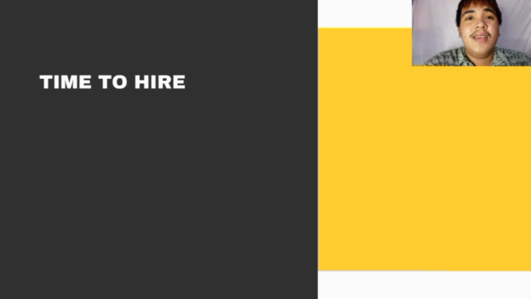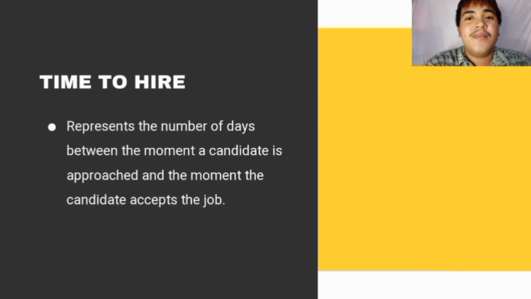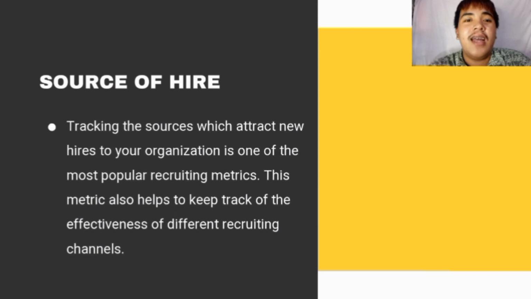Second is time to hire. Time to hire measures the time it takes for someone to move through the hiring process once they've applied. This metric is also called time to accept. Third is source of hire. This metric helps you to understand where all of your candidates are coming from.